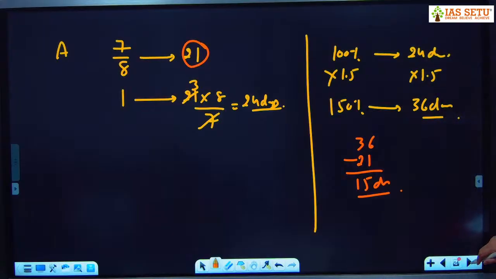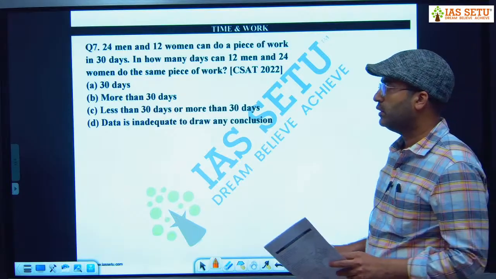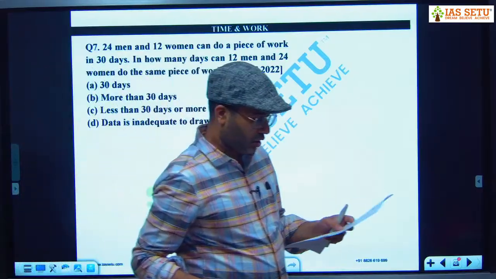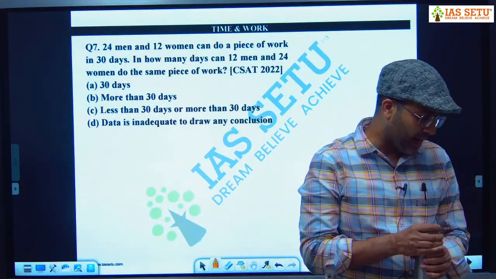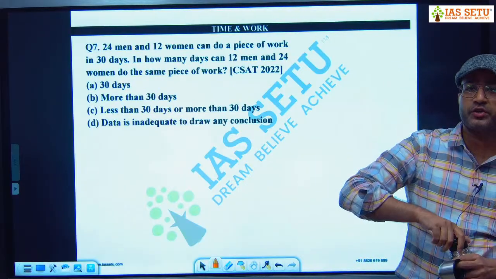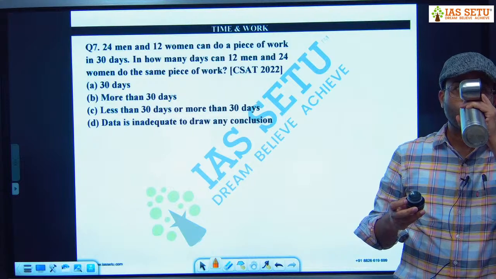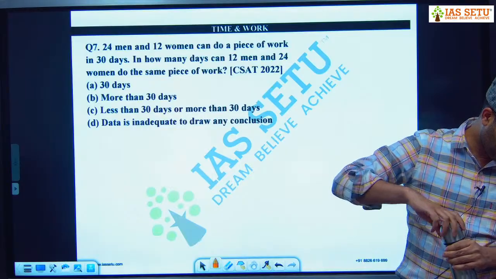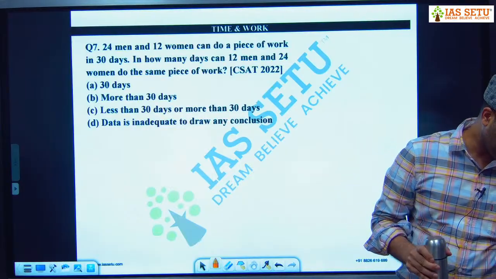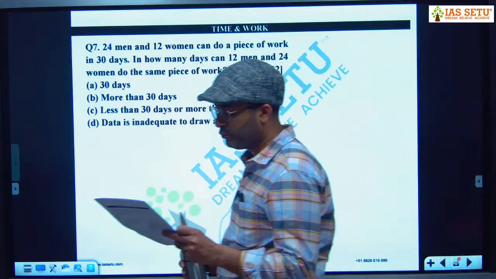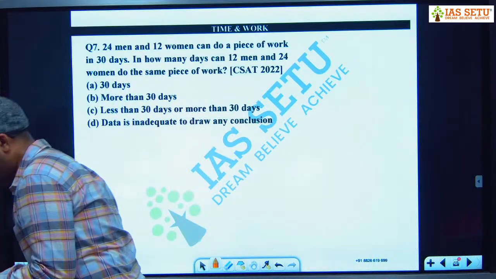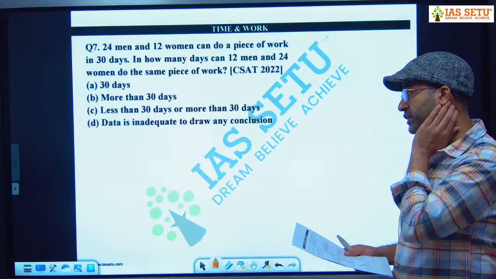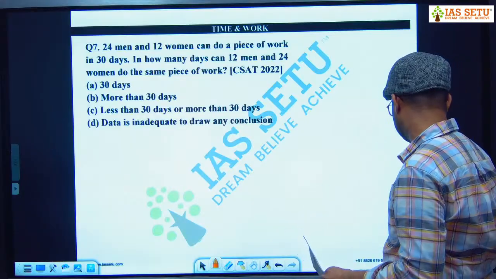Next is question number 7. This is a conceptual question. 24 men and 12 women can do a piece of work in 30 days. In how many days can 12 men and 24 women do the same piece of work? Answer options given: 30 days, more than 30 days, less than 30 days, or data is inadequate to draw any conclusion.